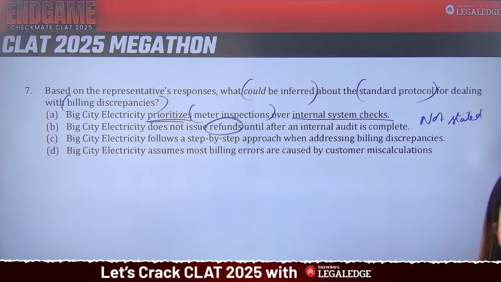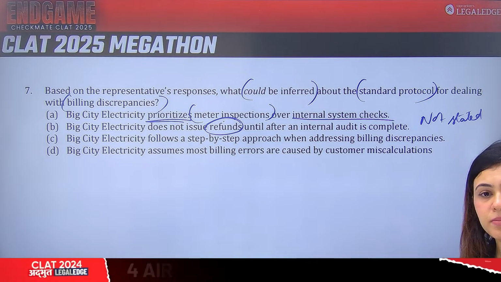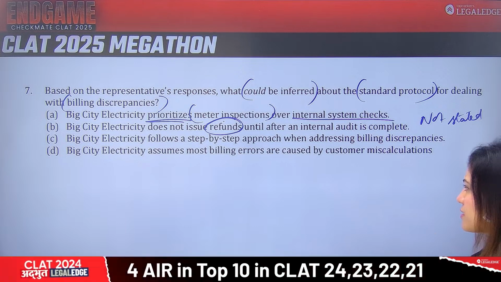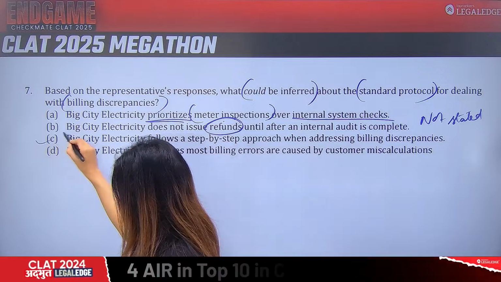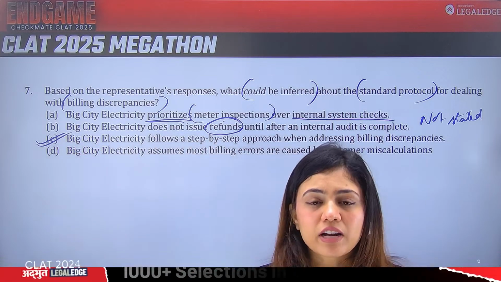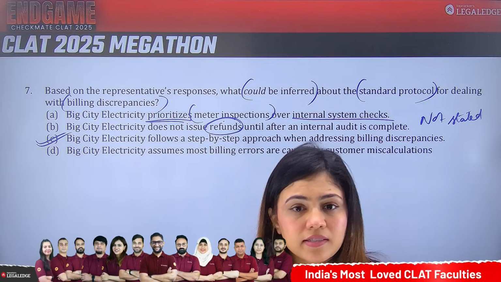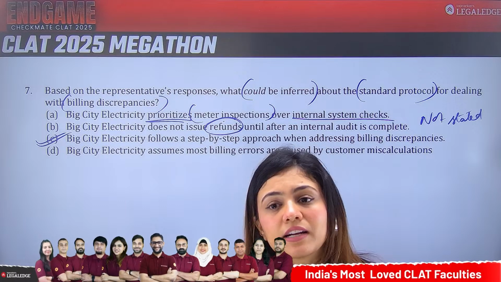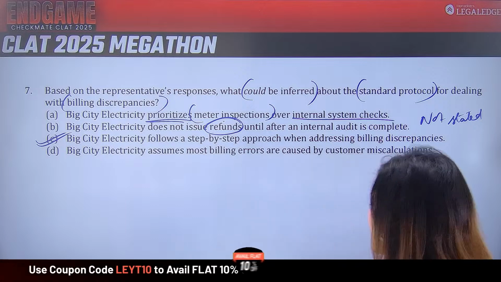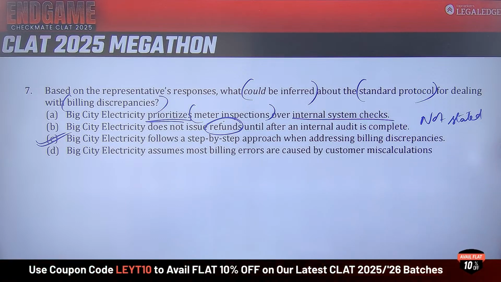ठीक है। refunds की तो बात बाद में ही होगी, once the meter has been checked, once the problem has been resolved. Then, Big City Electricity follows a step by step approach. Yes, 100%. सबसे पहले तो उसने query जानी. He tried to assist him. Then when the query was beyond his, I would say, periphery, he decided that some other party has to get involved, which is a technician. And the technician is soon going to solve the problem. So yes, it's a step by step method to solve a problem.